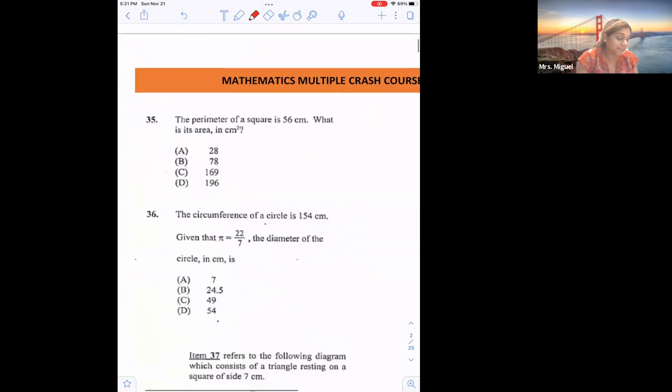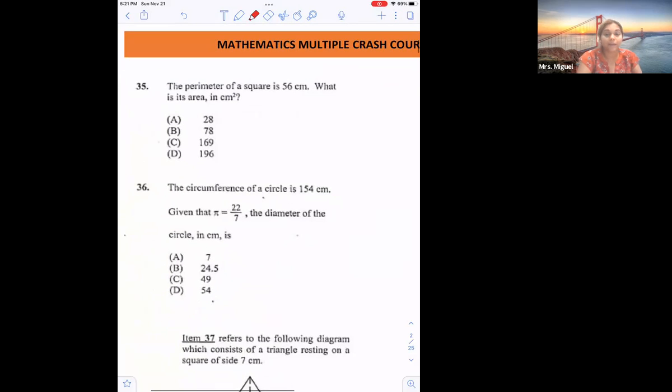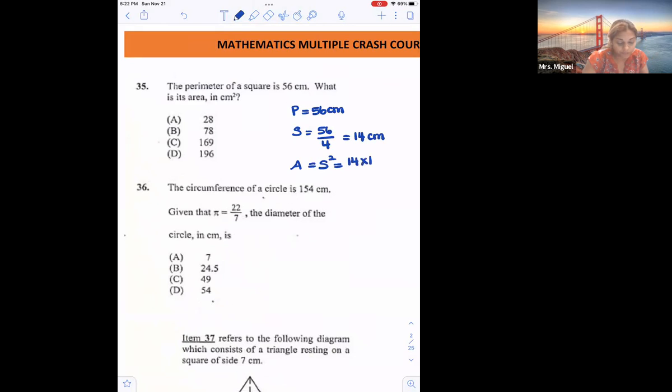All right, number 35, the perimeter of a square is 56 centimeters. So perimeter is 56 cm. The length of one side, 56 divided by 4, is 14 cm. Area, side squared, 14 by 14, 196. The answer, D as in dog.